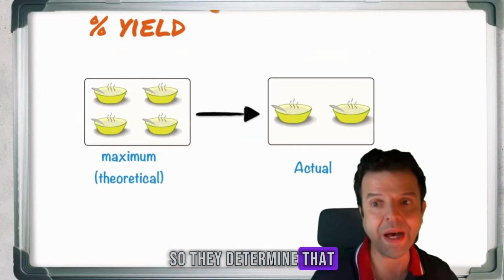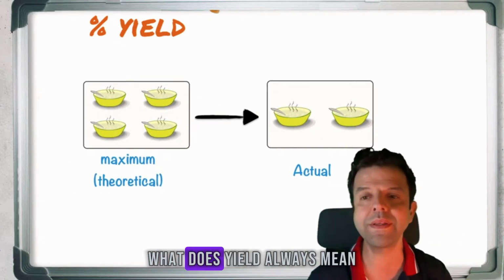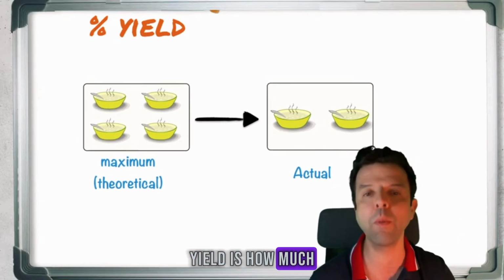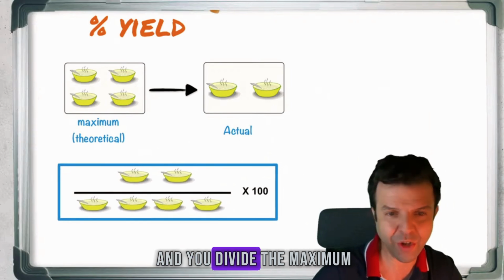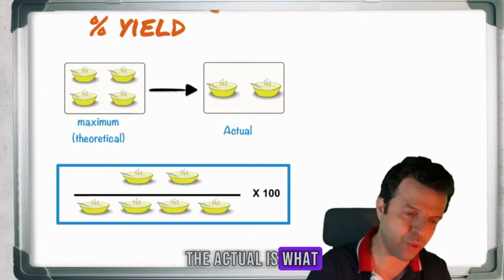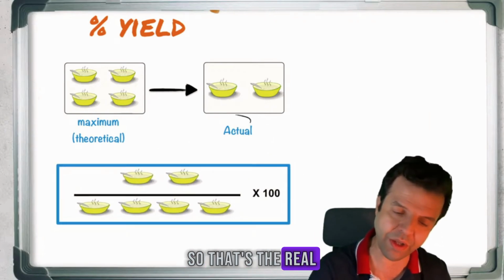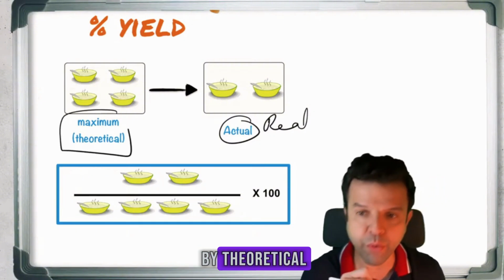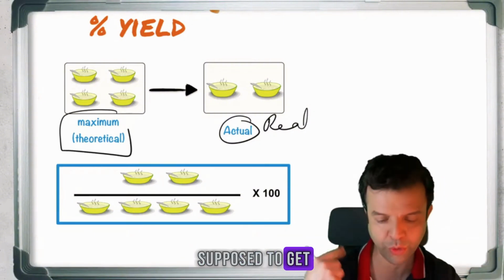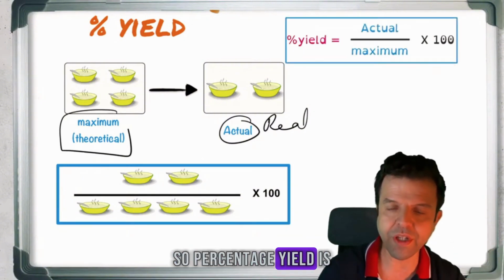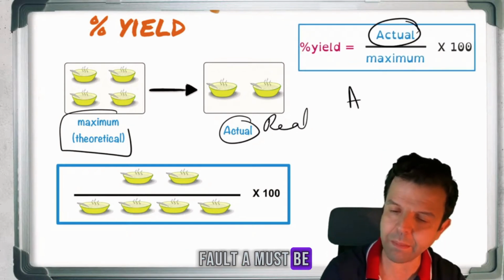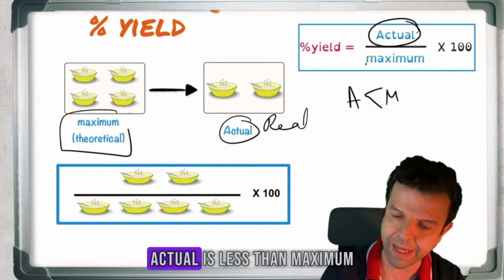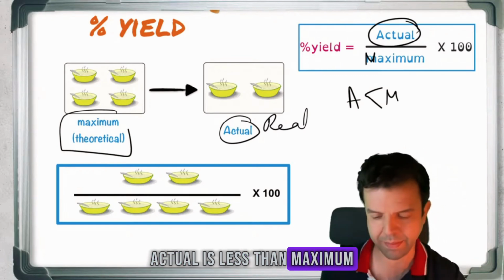So to determine the percentage yield, what does yield always mean? Yield is how much you make in real time. You take the actual and you divide by the maximum. The actual is what you get in real time, so that's the real thing. And you divide by the theoretical, or what you were supposed to get. So percentage yield is like this. The actual, by default, must always be less than the maximum.